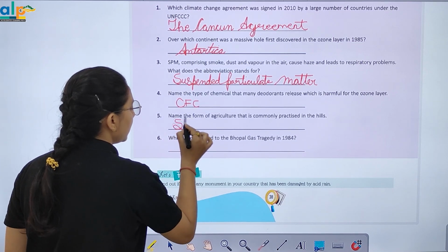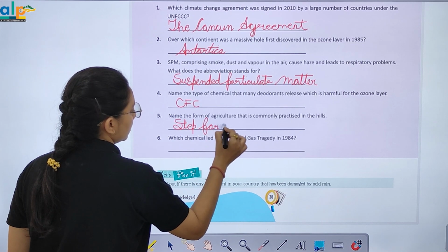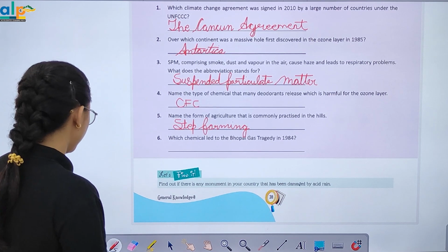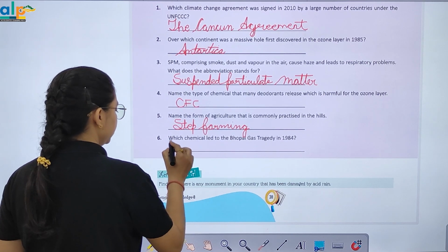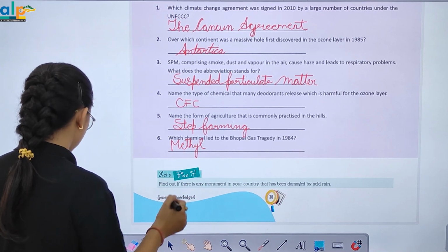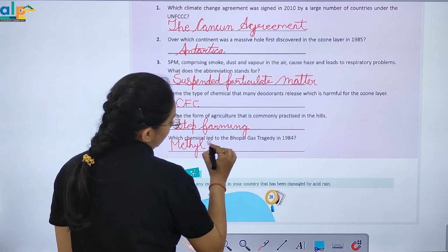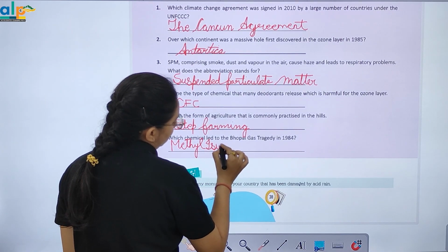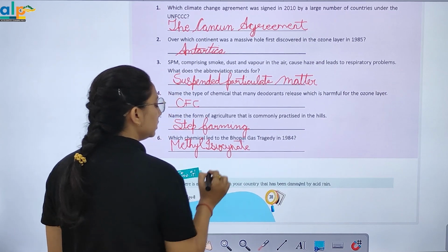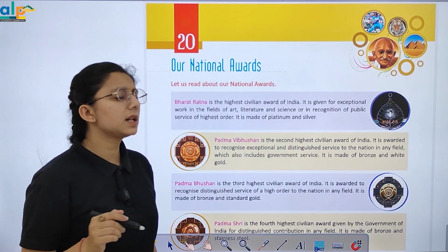Step farming is done in hills, you must have seen it. Which chemical led to the Bhopal gas tragedy? That is methyl isocyanate. Right? Now this chapter has been completed.